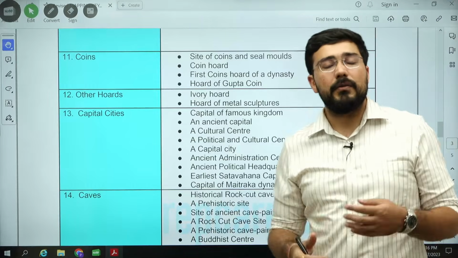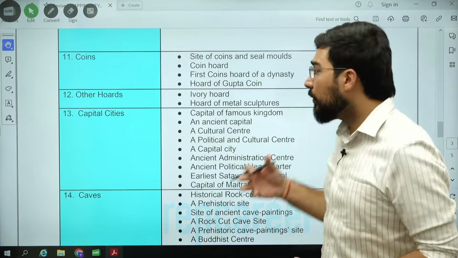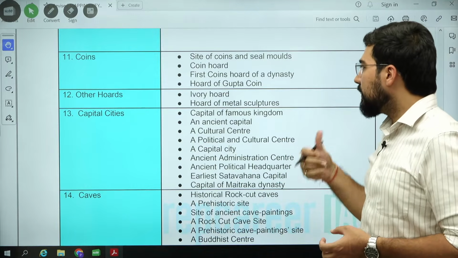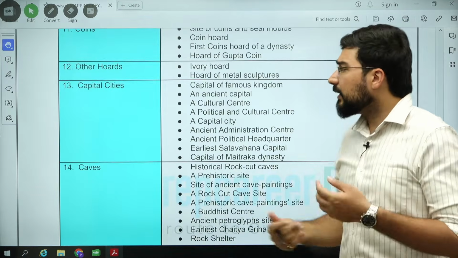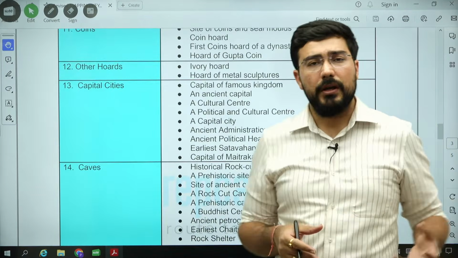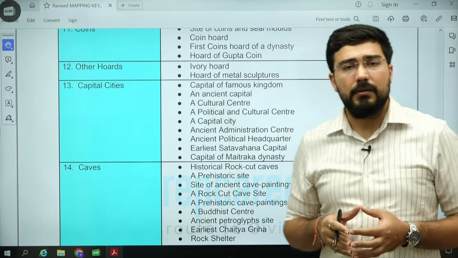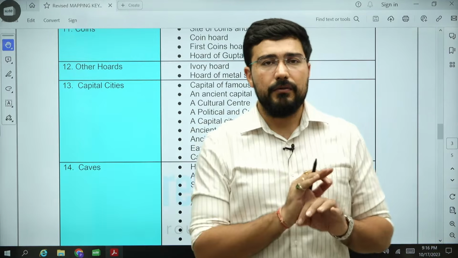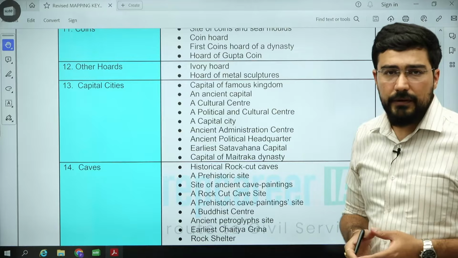Coin has become a very famous category from the last few years. So they are asking about the hoards of coins. The coin hoard, first coin hoard of a dynasty, hoard of Gupta coins. Then other categories of hoards are also there. Ivory hoard, so this was also asked. Then hoard of metal sculpture. So UPSC is asking about hoards. Hoards has become a very important category, and within it there are multiple types of keywords that we can see.